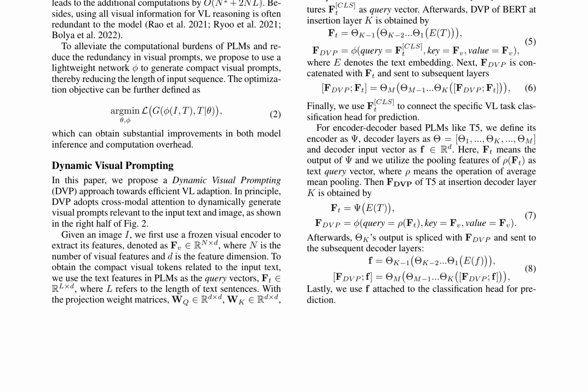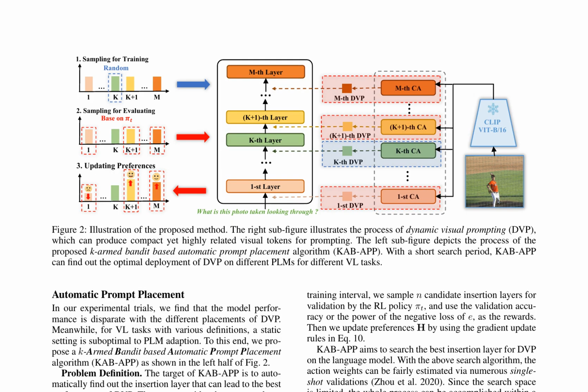For efficient placement of DVP, a K-armed bandit-based automatic prompt placement algorithm, KABAPP, is proposed to automatically find the optimal insertion layer for DVP on different PLMs. This algorithm models the search process as a K-armed bandit problem and updates preferences based on rewards from validation.